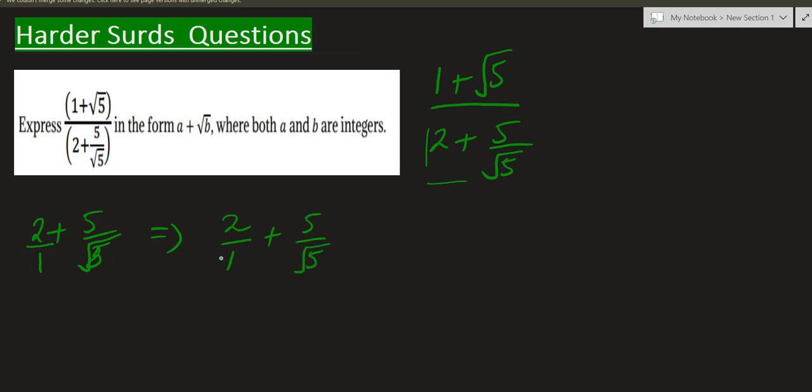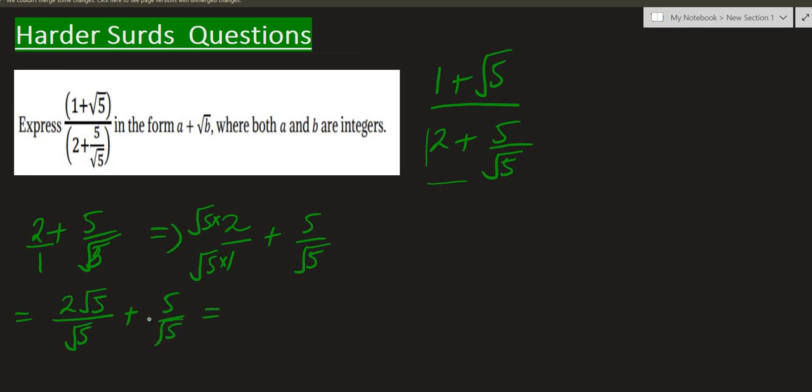So this is root 5. I'm gonna times root 5 over here. I'm gonna times root 5 over here. So what I get? So I'm gonna get 2 times 5. No, we can't do it. So it's gonna be 2 root 5. Then it's gonna be root 5 at the denominator plus 5 over root 5.